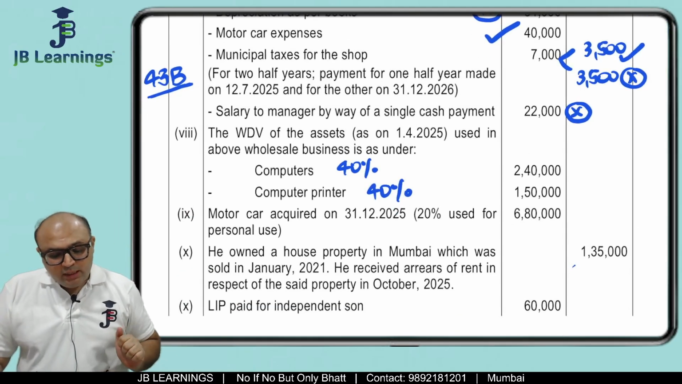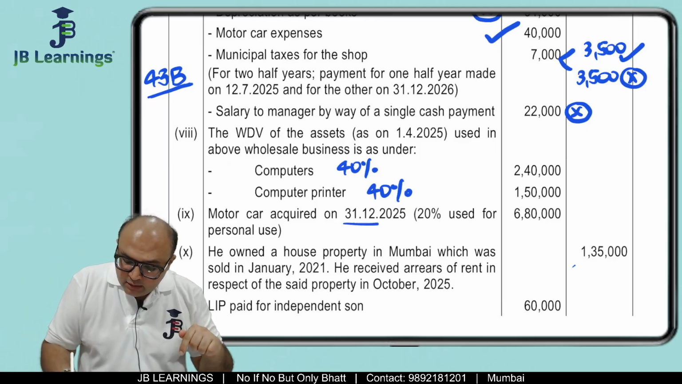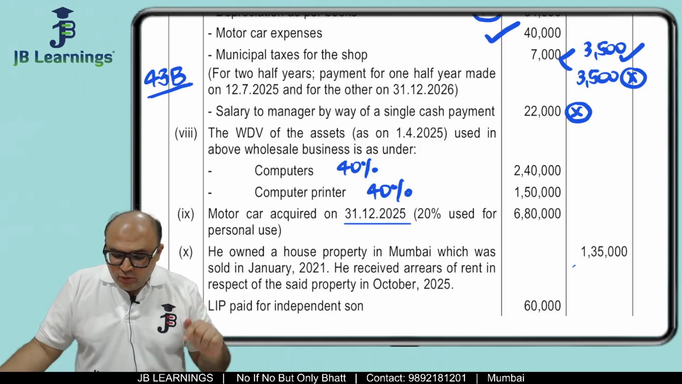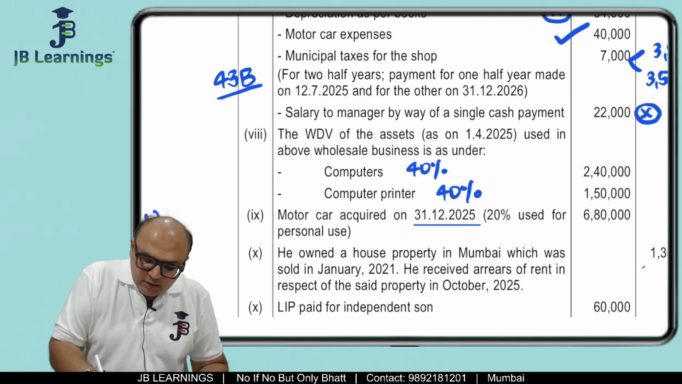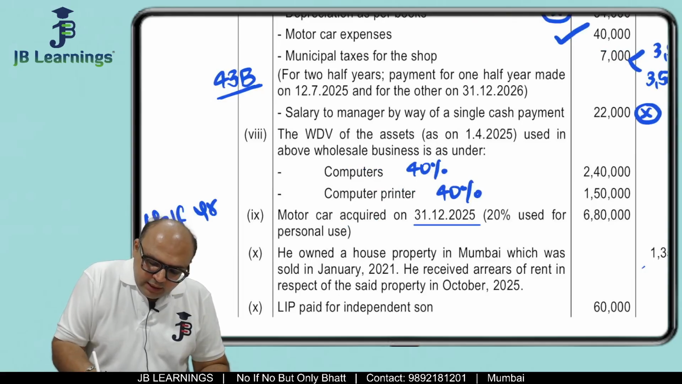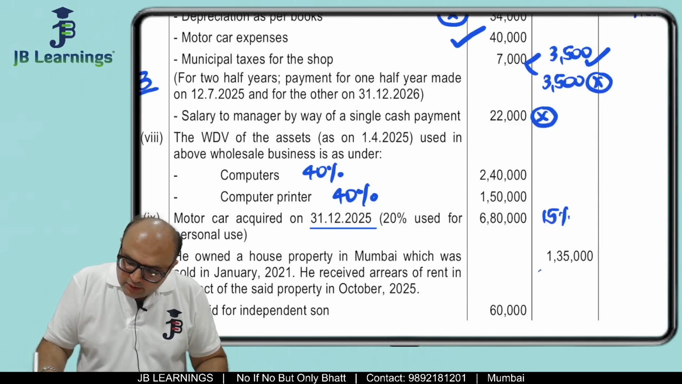Motor car acquired. Oh, this is a new asset which has been acquired in this year. So this is a motor car which is acquired in the current year. This is the additional information. So you will get half year depreciation on this, because motor car is an asset. So you will get 15% depreciation on this.